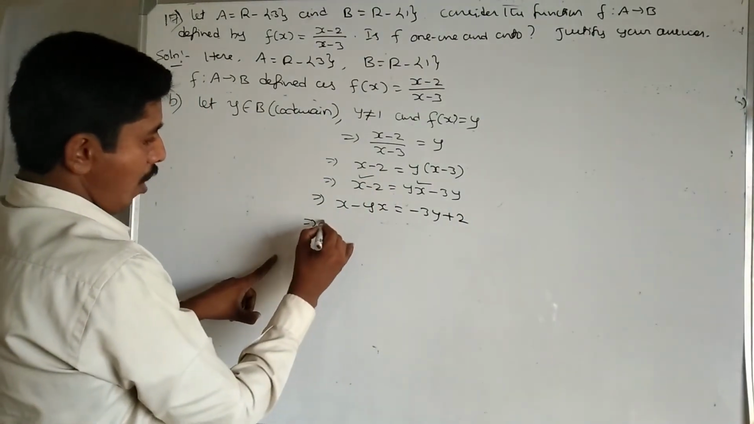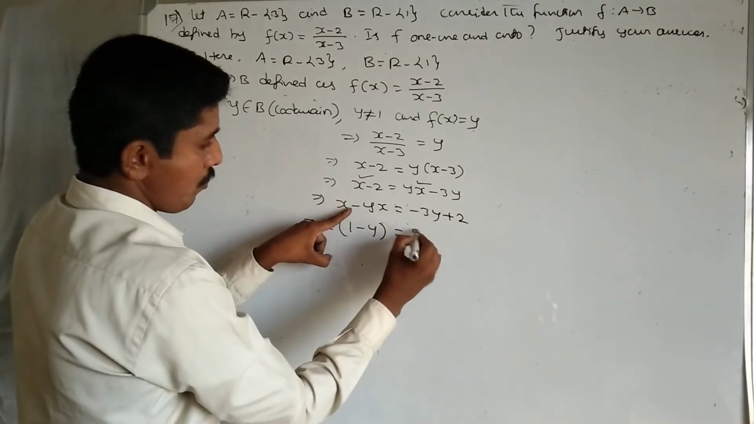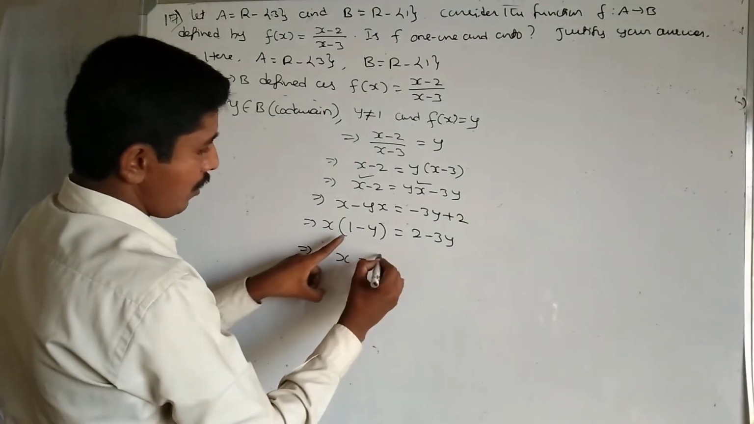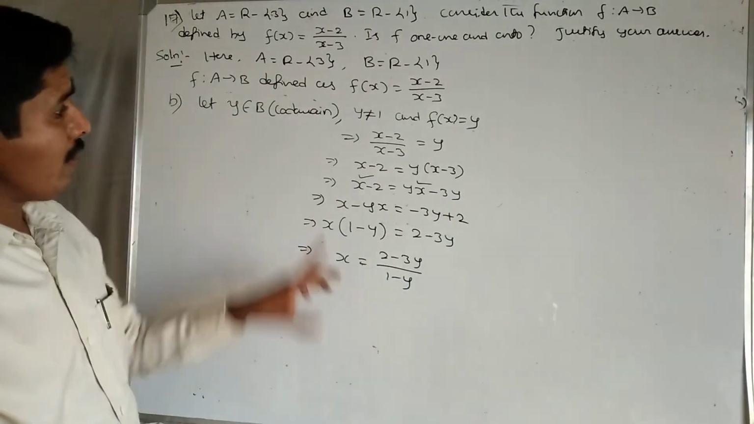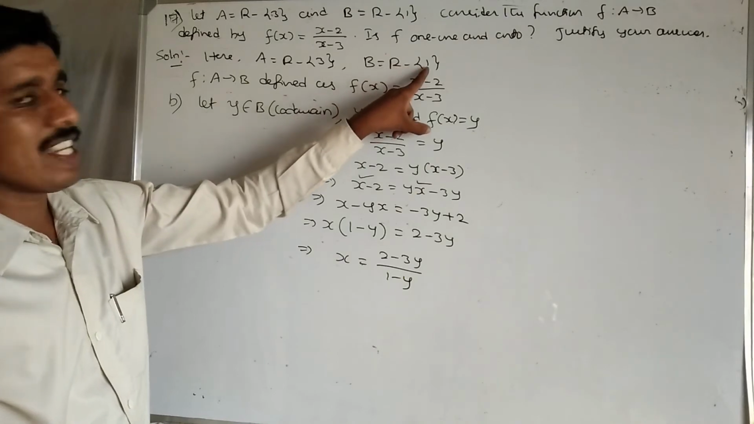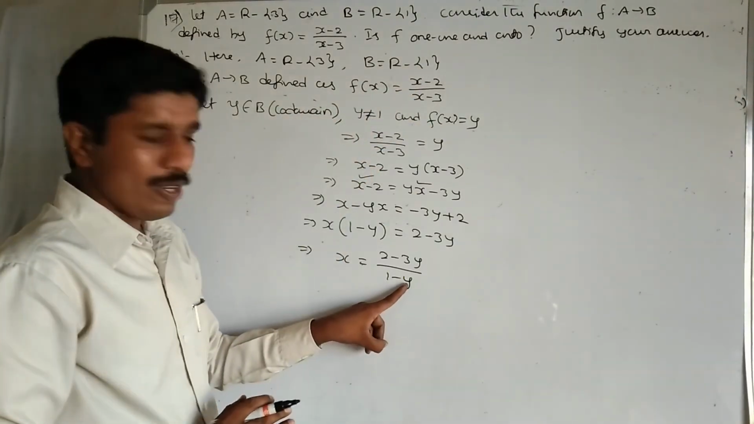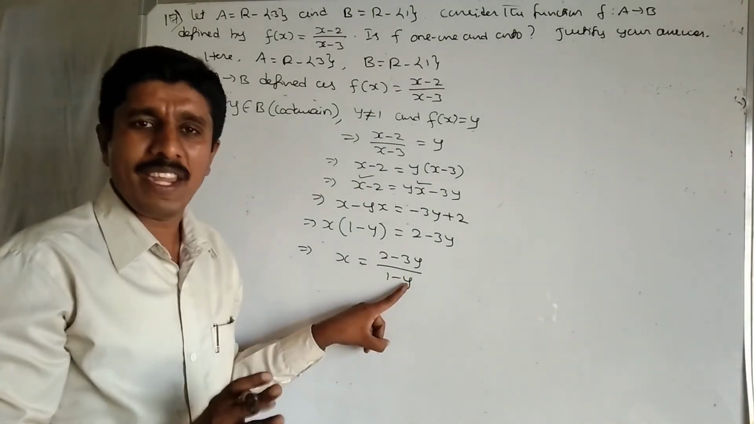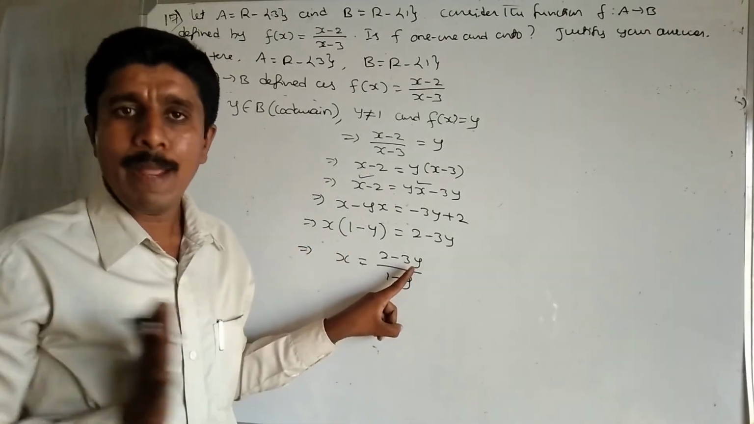Taking x common here, x(1 minus y) equals 2 minus 3y. Then x equals (2 minus 3y) divided by (1 minus y). Given that y belongs to the codomain B, which is R minus {1}, y is not equal to 1. If y equals 1, then the denominator equals 0 and it is not defined. For any other real number y, clearly this ratio will be defined.